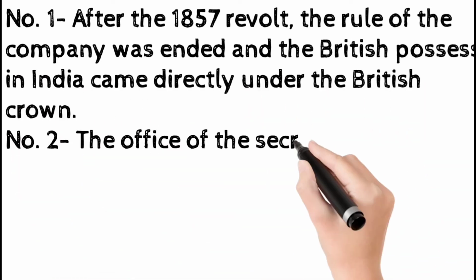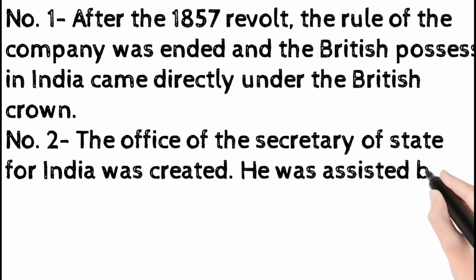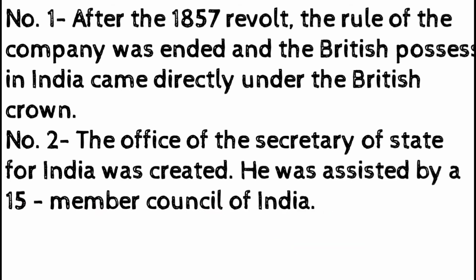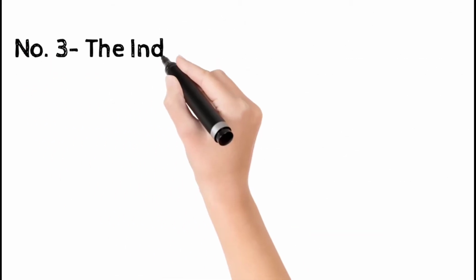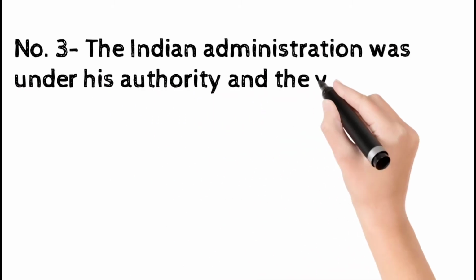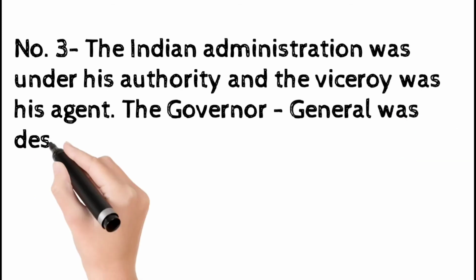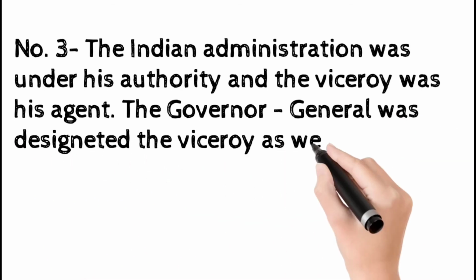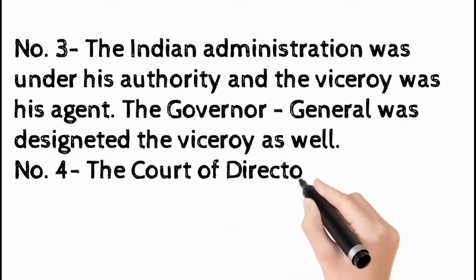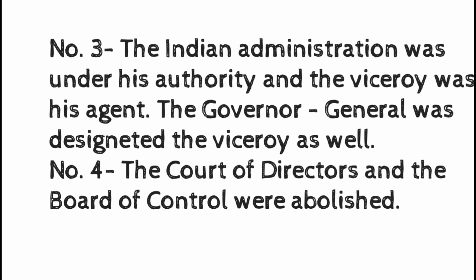Number 2. The office of the Secretary of State for India was created. He was assisted by a 15-member Council of India. Number 3. The Indian administration was under his authority and the Viceroy was his agent. The Governor General was designated the Viceroy as well. Number 4. The Court of Directors and the Board of Control were abolished.